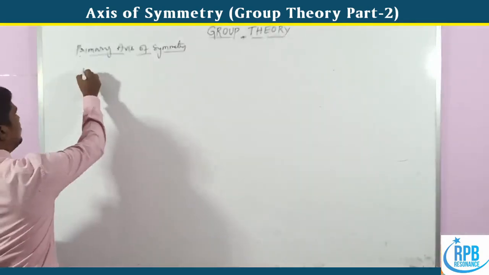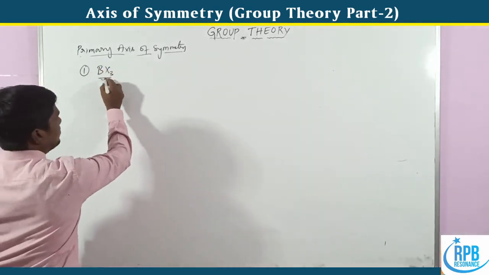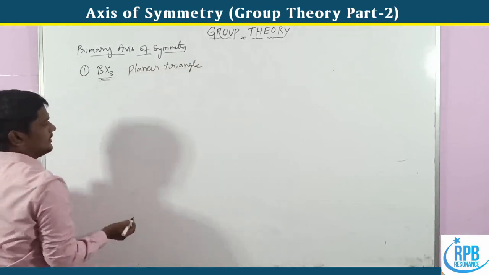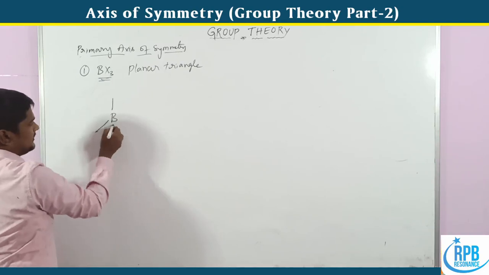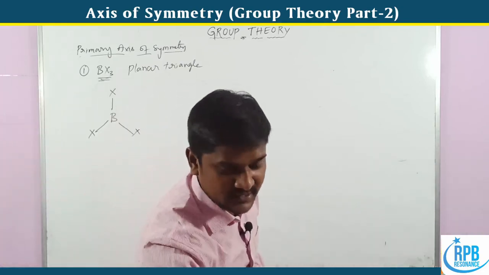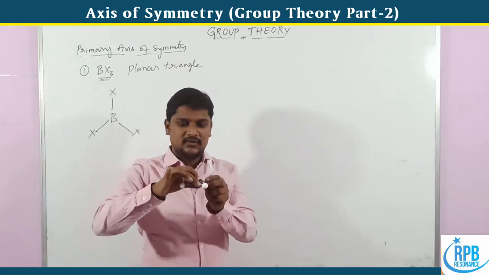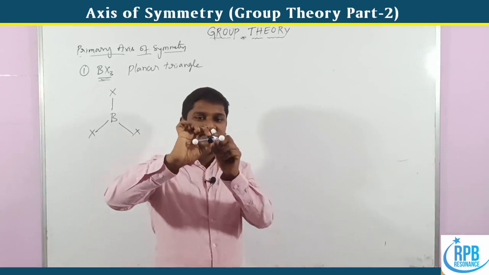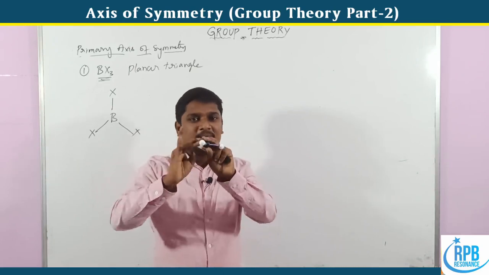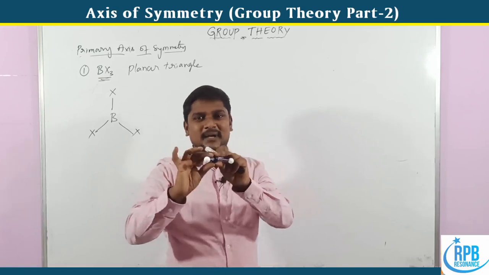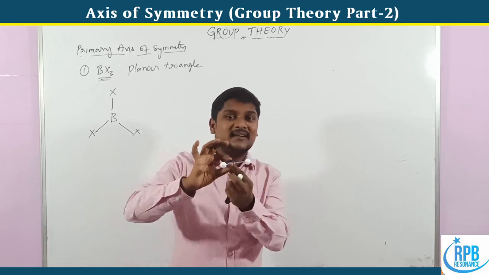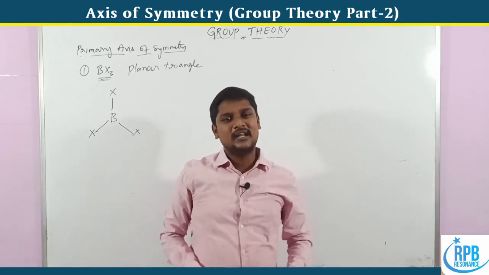So the best example, BX3 type of molecule. The shape of BX3 is planar triangle. So this is the simple representation of the BX3 molecule. All the X atoms, all the chlorine atoms, along with the boron, are present in the same plane. So simply it is called a planar molecule.